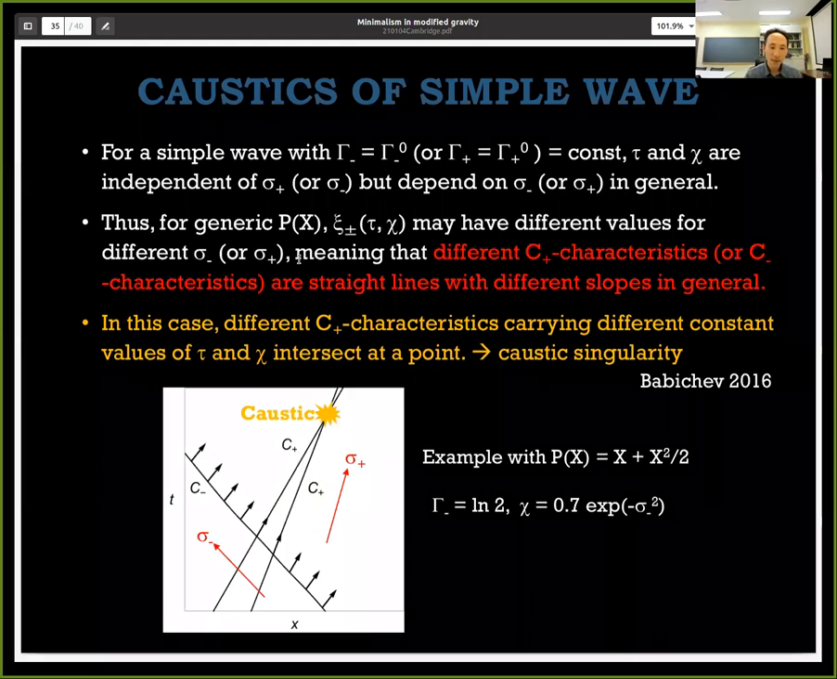However, if we consider generic P of X, then the characteristics are not parallel with each other. So they intersect. And when they intersect, as I said, this characteristic carries some particular value of the first derivative. This characteristic also carries a particular value of the first derivative, but they are different. And they collide, they intersect, meaning that the first derivative is no longer a single value. In other words, at this point, the second derivative and higher derivatives diverge. Okay, so this is a caustic formation. And this is very, very generic in P of X type theories. So it's really difficult to avoid this.